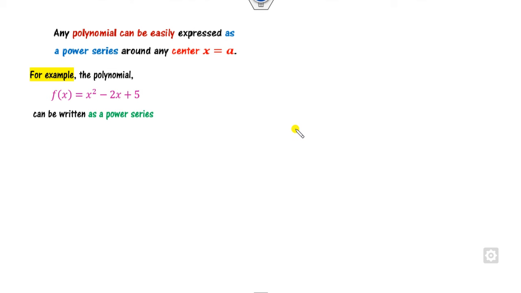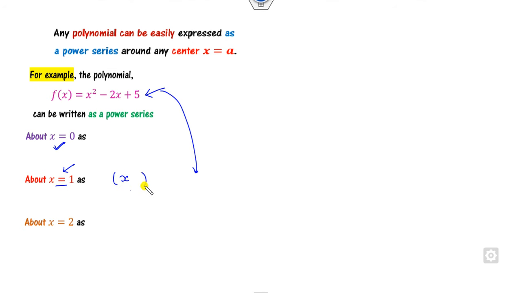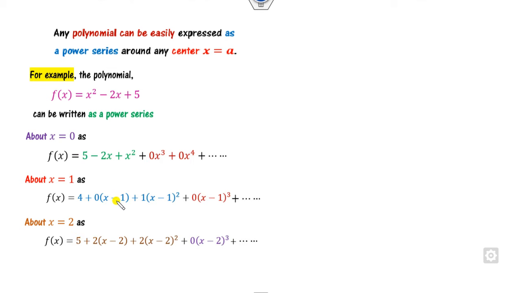Another major feature of the power series is that if you consider any polynomial, for example here, then you can express it in terms of a power series. For example, if you want to express this in terms of x equals 0, about x equals 1 and x equals 2. What is the meaning of x equals 1? It means your target is to change everywhere x is written into the form x minus 1 plus and so on. So your target is to find the coefficients of this, which you can find very easily in this manner.